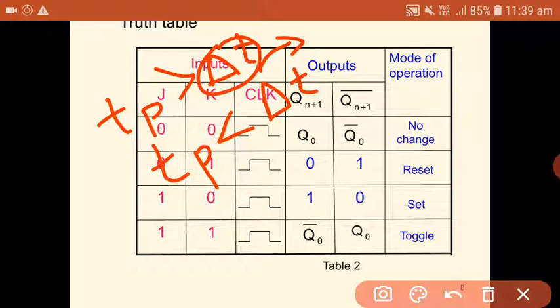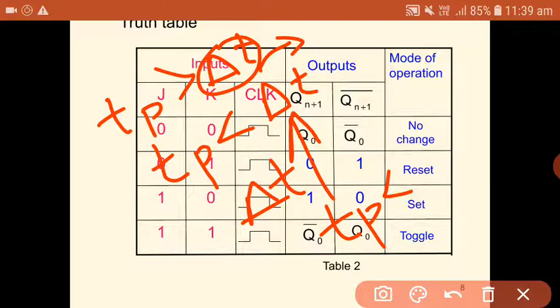So you should increase the value of delta T in such a way that it becomes less than delta t. So that delta t becomes more compared to the clock pulse, compared to the TP. So that is the main idea of using master slave JK flip flop.